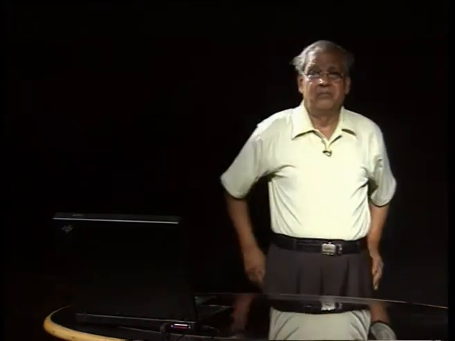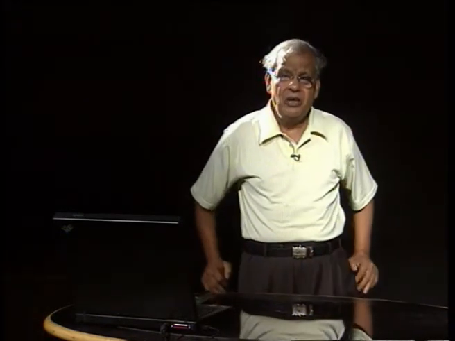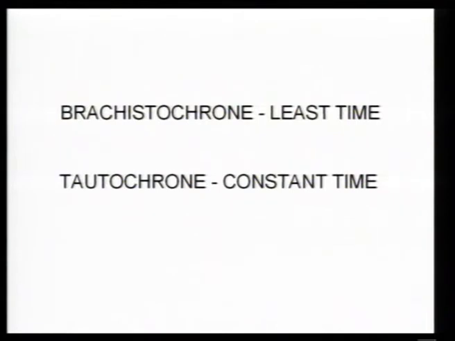So this is not only a curve of least time. This is a curve along which the particle always takes the same time. For this reason, this curve is also known as tautochrone. Brachistochrone meant least time. Tautochrone means constant time. Now this has a very important application.